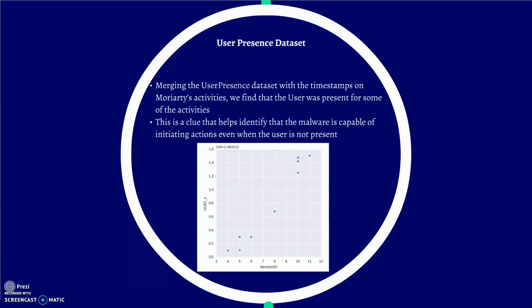User Presence Dataset. Merging the user presence dataset with the timestamps on Moriarty's activities, we find that the user was present for some of the activities. This is a clue that helps identify that the malware is capable of initiating actions even when the user is not present. This shows the Unix timestamp and the session ID.